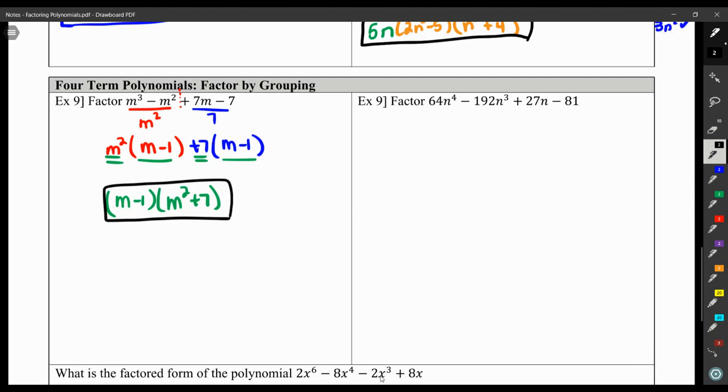Now let's look at number 9. So number 9 is a little more complicated. So we have 64n to the 4th minus 192n to the 3rd plus 27n minus 81.